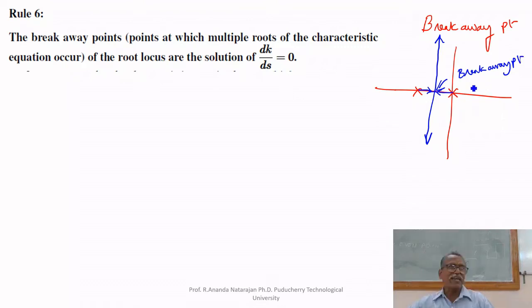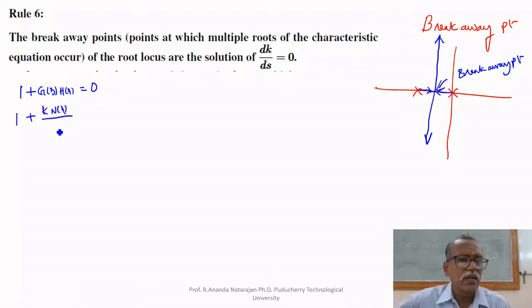How to find that breakaway point? They are approaching each other, but at what point they are breaking away, we do not know. That can be found by using dK by ds. What is the characteristic equation? 1 plus G of s H of s equal to 0. That is the characteristic equation. G of s H of s can be written as K times N of s upon D of s.